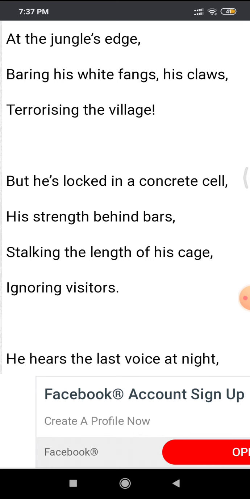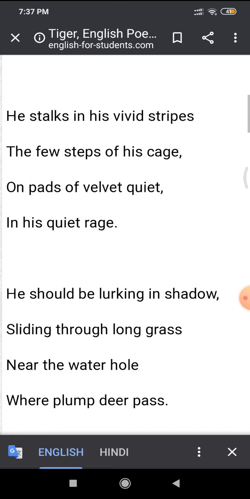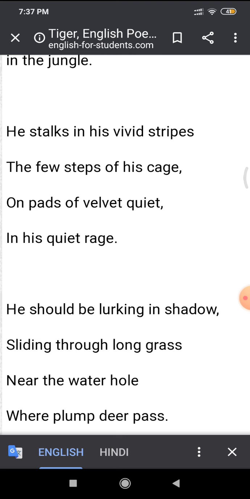But he is locked in a concrete cell. So here you can say concrete cell. Co and so. I don't find it is alliteration. So let it be passed on. I told you about quiet rage. Quiet rage is an oxymoron. Okay. So this you write because two opposite meanings are showing the mental condition of the tiger.